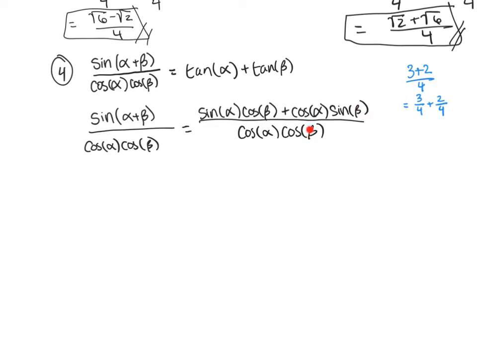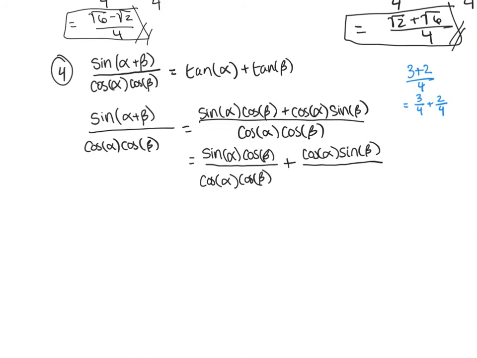We're going to do the exact same thing right here. So pretend this first part's the 3, this first part's the 2, this second part's the 2, and this denominator's the 4. So we're going to bring this into sine of alpha times cosine of beta over cosine of alpha cosine of beta plus cosine of alpha sine of beta over cosine of alpha cosine of beta. So I'm definitely allowed to do this. This is part of our fraction rules.